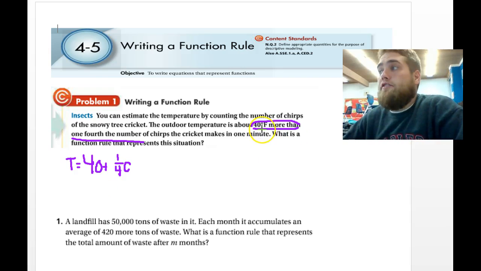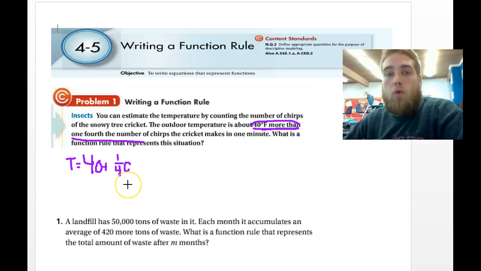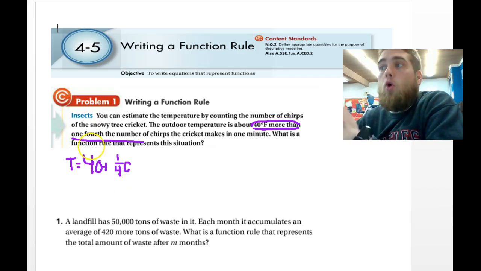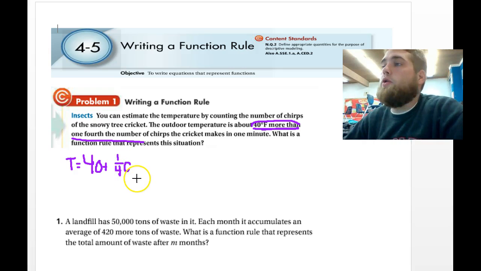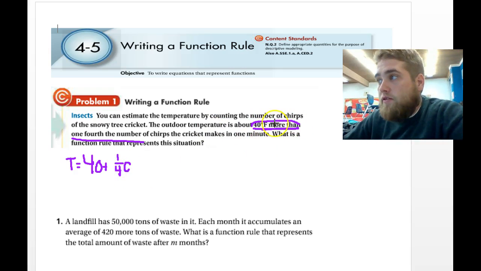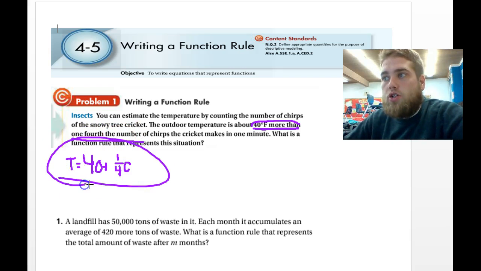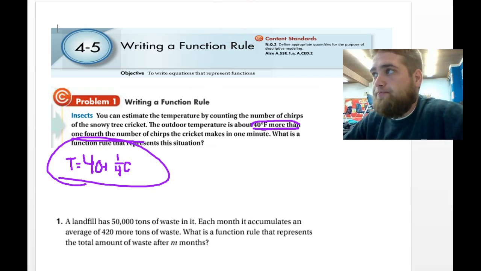So 40 degrees more than, so that's 40 plus 1/4 the number of chirps. So all we're doing is taking this little piece of information here and this little piece of information here and writing this equation. We don't have to solve it or do anything with it. That's it. We are done. Tie a bow on it.